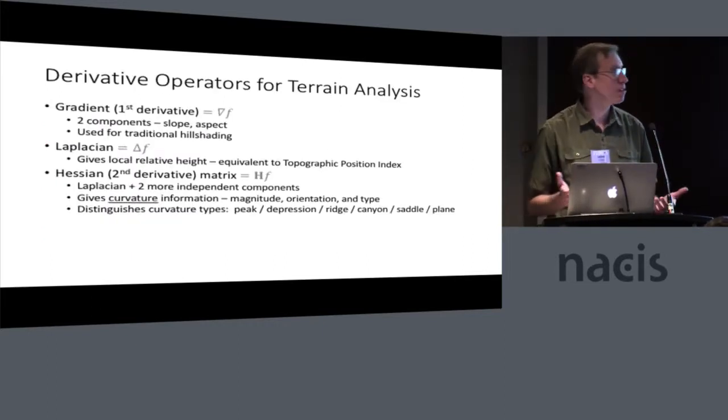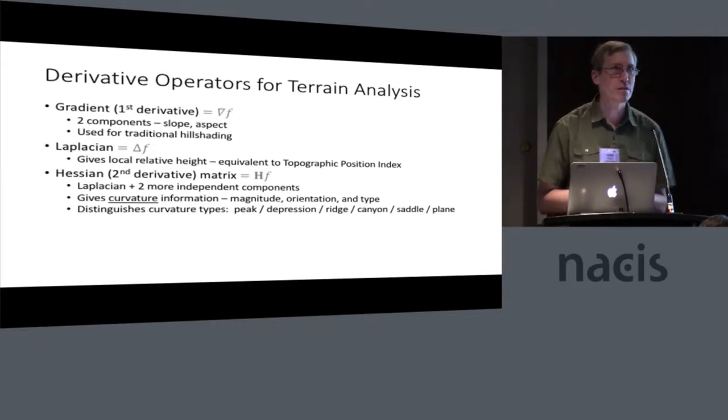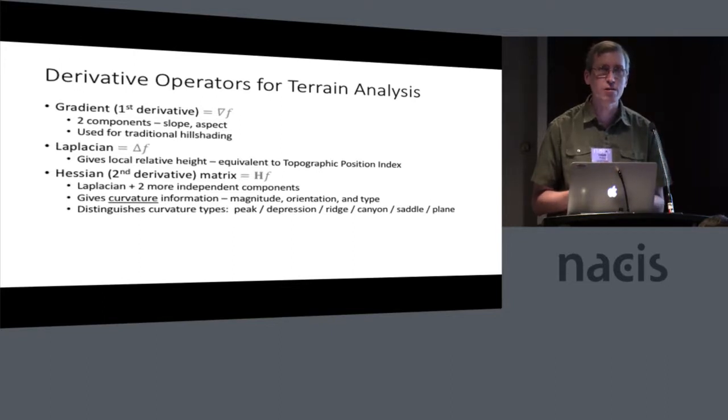So changing gears now a little bit, I want to talk about some of the tools for making this happen and some additional ideas that we can pursue. So derivative operators are a common thing that we can use for producing shaded relief images. A gradient you may be familiar with is a mathematical operator for computing the slope and aspect angle that we use for traditional hill shading.